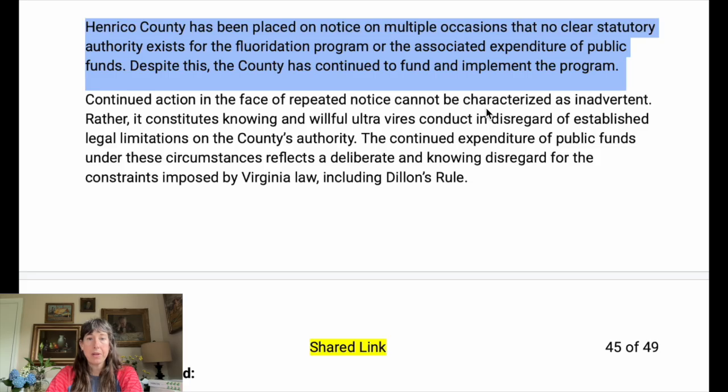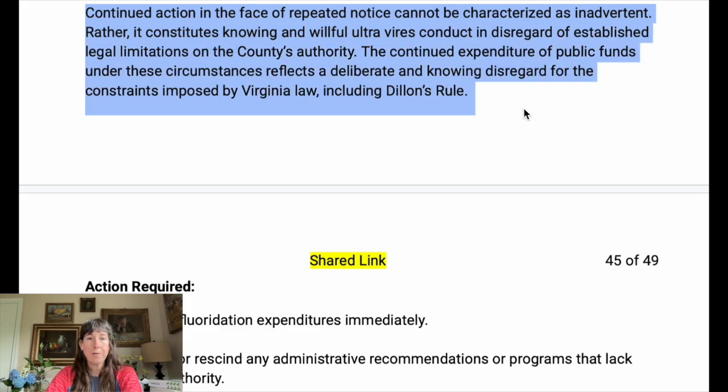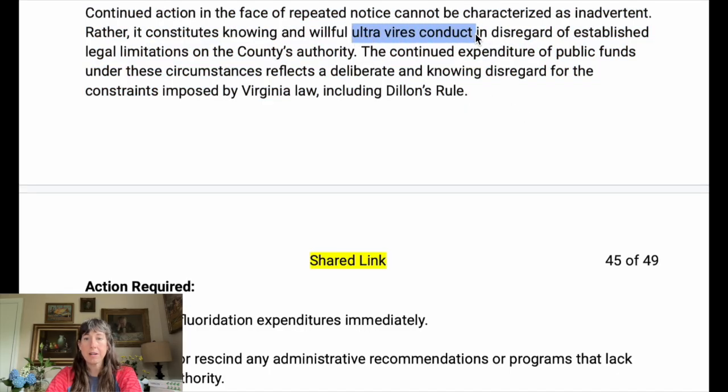Henrico County has been placed on notice on multiple occasions that no clear statutory authority exists for the fluoridation program or the associated expenditure of public funds. Despite this, the county has continued to fund and implement the program. Continued action in the face of repeated notice cannot be characterized as inadvertent. Rather, it constitutes knowing and willful ultra vires conduct in disregard of established legal limitations on the county's authority.